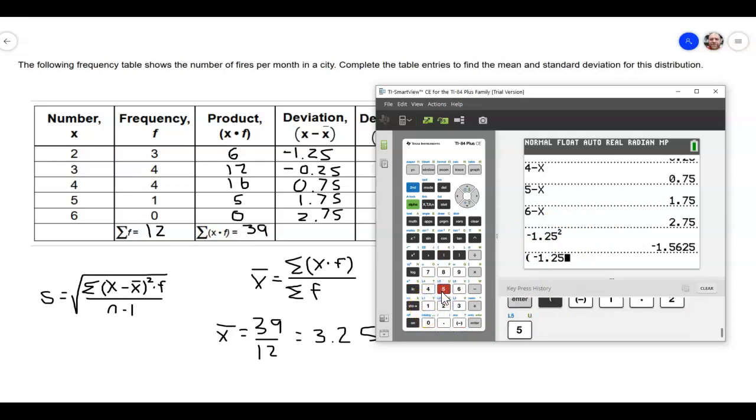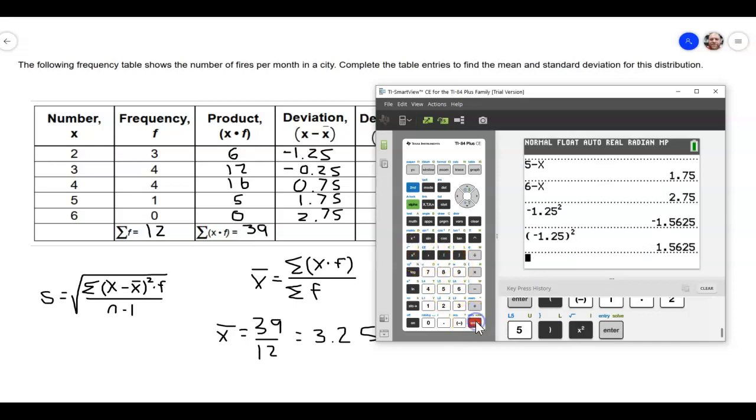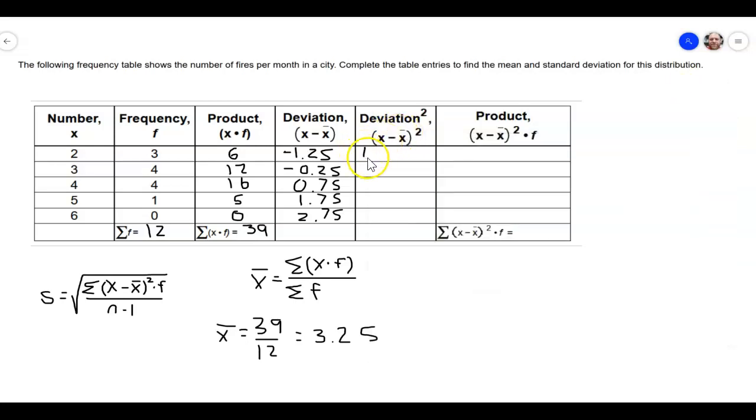So whenever you take any negative number to a power, you always want to put it in parentheses. So that should be 1.5625.